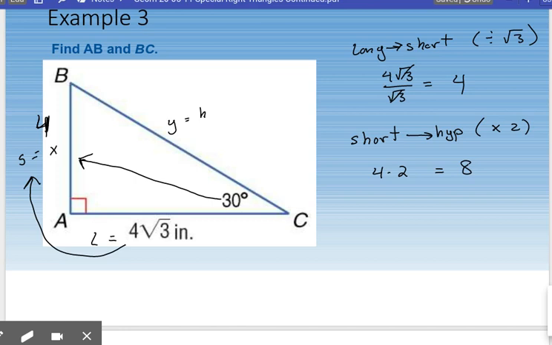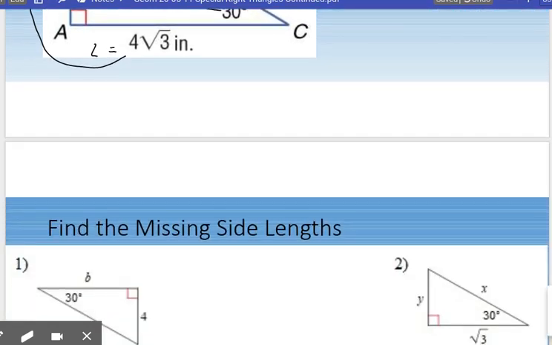So this would be y. This would be x. Or I should say it this way, I apologize. This is BC. Sorry. This is AB. And this is BC. All right, let's move on to the next example.